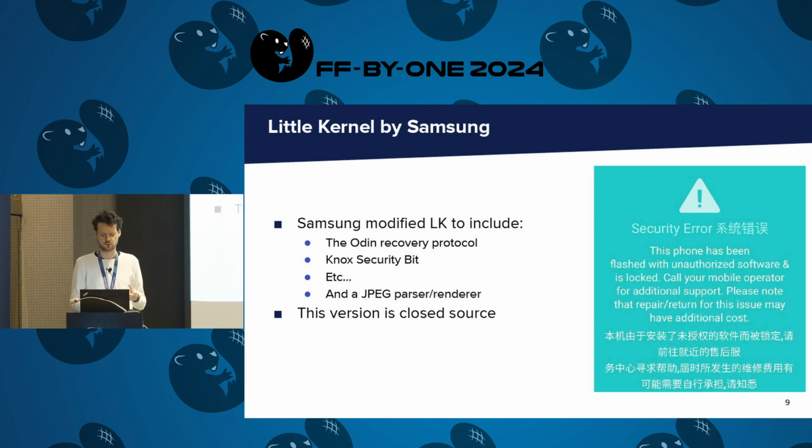In particular, the Knox Security Bit is a way to essentially void the warranty when the bootloader is unlocked. And then we also have a JPEG parser and renderer, which is used to render errors like the ones you see here on the right. So in case something goes wrong at boot time, you have this nice message that tells you what happened.